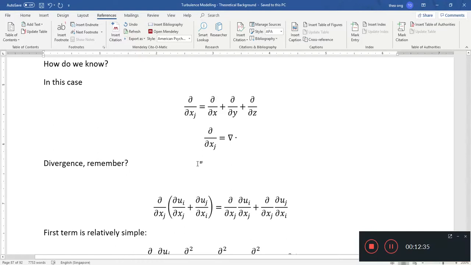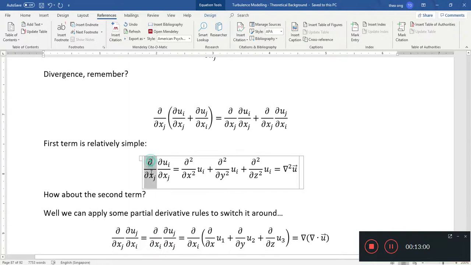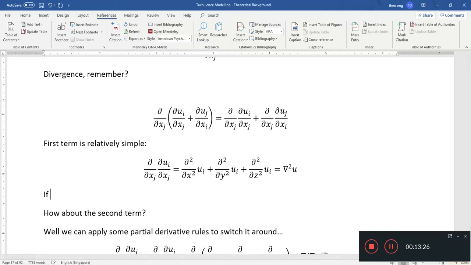We can tackle the terms one at a time. So we apply this derivative to both terms inside this tensor. Then we'll get the following: ∂/∂xj of ∂ui/∂xj. Try to expand this out: ∂/∂xj of ∂ui/∂xj equals the second derivative with respect to x of ui, the second derivative with respect to y of ui, the second derivative with respect to z of ui. And that equals the nabla squared of u. Sorry, this shouldn't be a vector. Nabla squared of u, repeated over three directions.